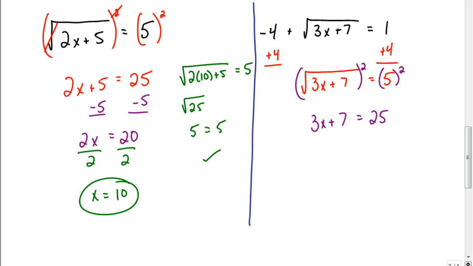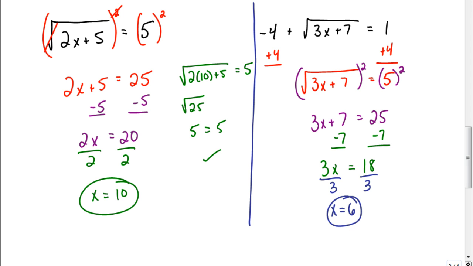So now solve this equation by subtracting 7 from both sides. And 25 minus 7 is going to be 18. And then my last step would be divide both sides by 3. And we get x equals 6 as your answer.